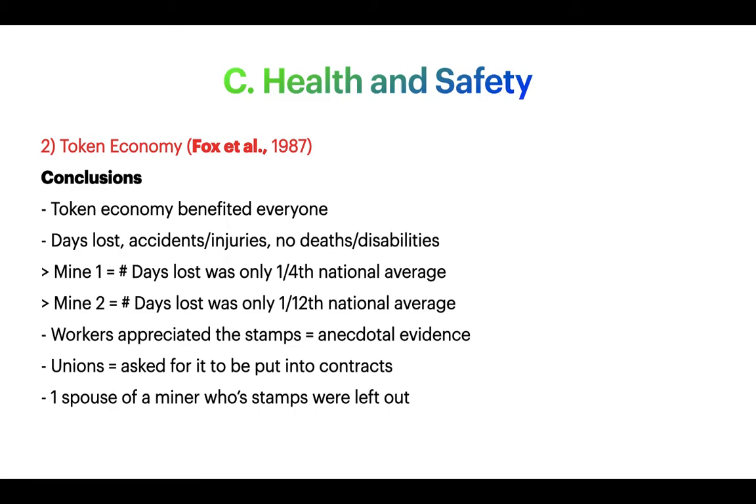So the union said, why don't we make the stamps a permanent addition to the contract, right? One spouse of a miner whose stamps were left out, she complained and drove 80 kilometers just to get the stamps from the researchers, right? So she wasn't even the miner, she was a spouse of one of the miners, and his stamps didn't come in his payslip, so she drove all the way just to get it, right?